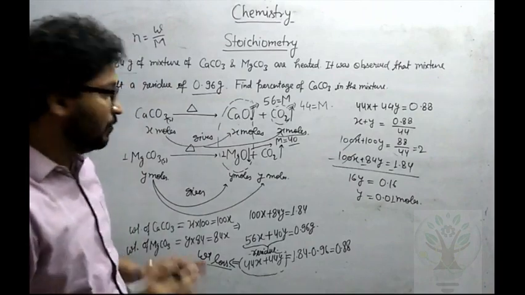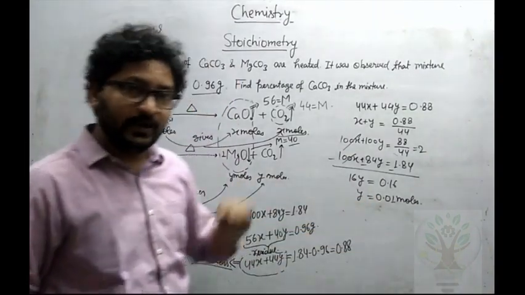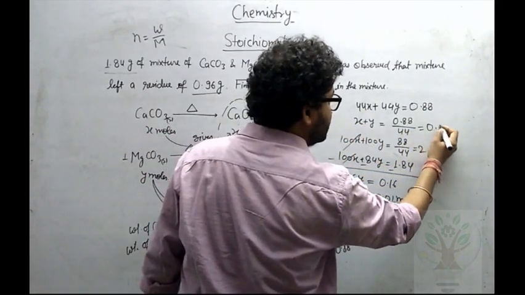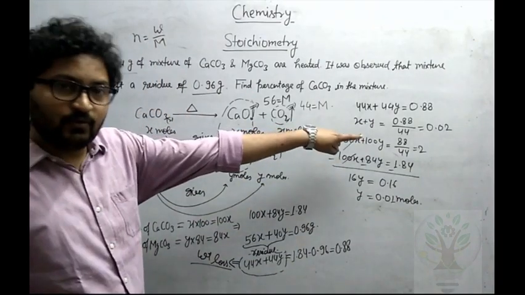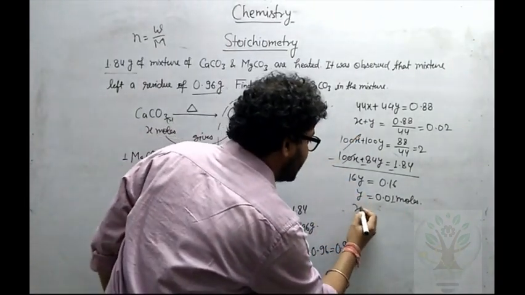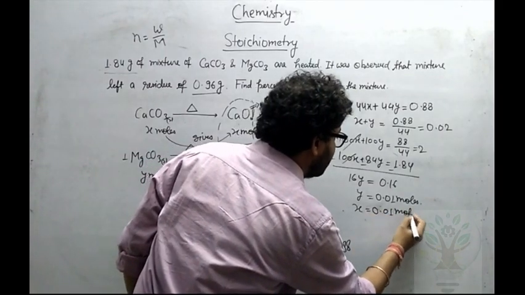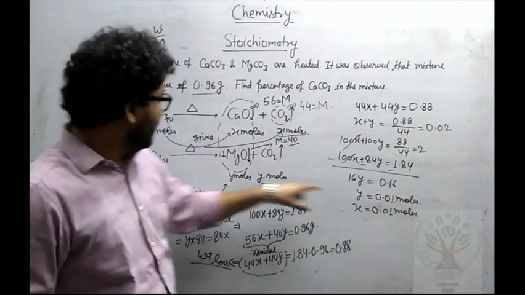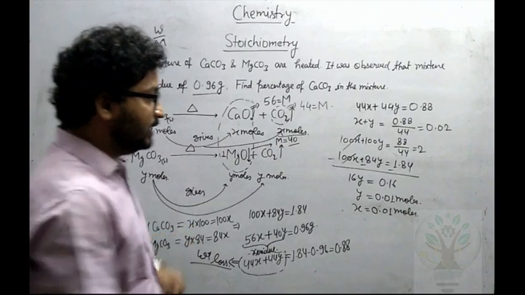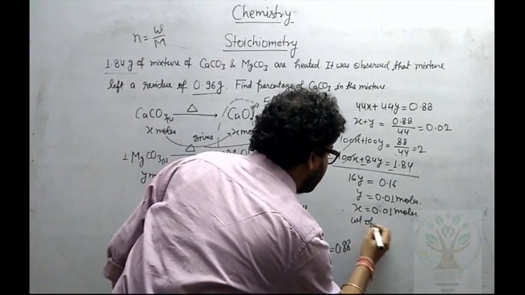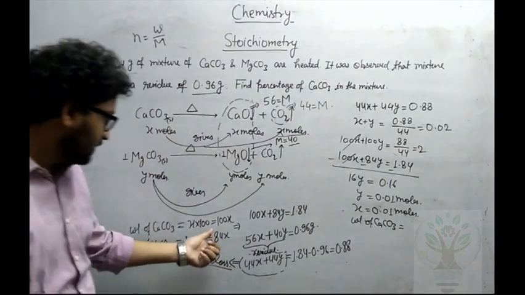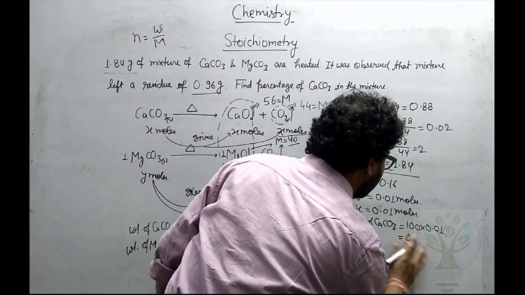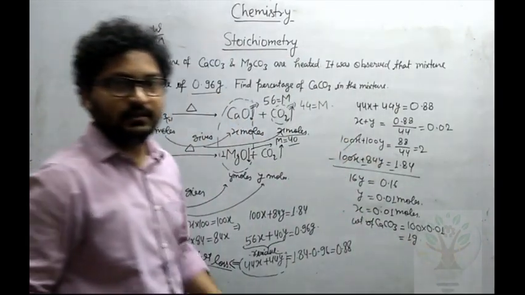You're getting this? So how many moles of MgCO3 do I have? 0.01. Now let's find the value of x as well. I have already calculated that x plus y equals 0.02. y is 0.01, so x will also come as 0.01 mole. Is this clear? x is the moles of CaCO3. y is the moles of MgCO3. Now let's find the weight of CaCO3. 100x means 100 into 0.01, so I'm getting 1 gram.